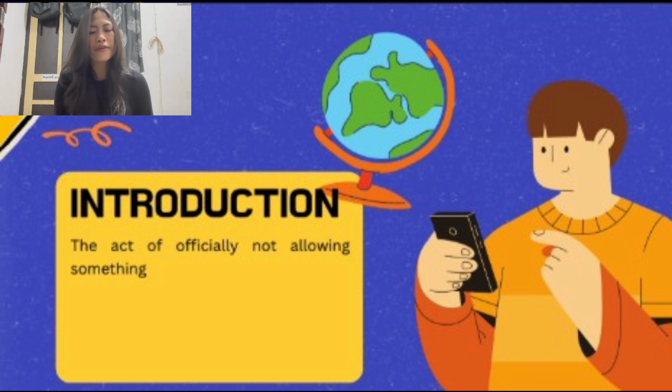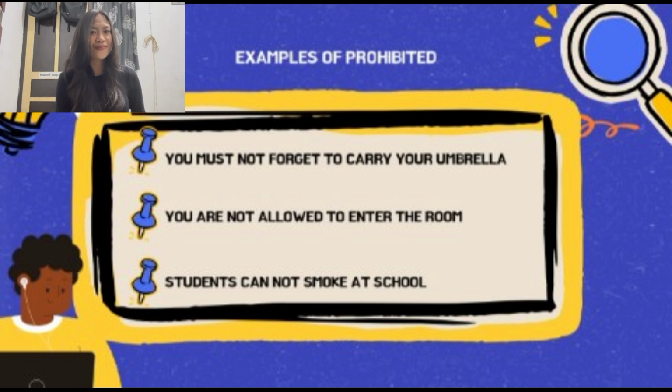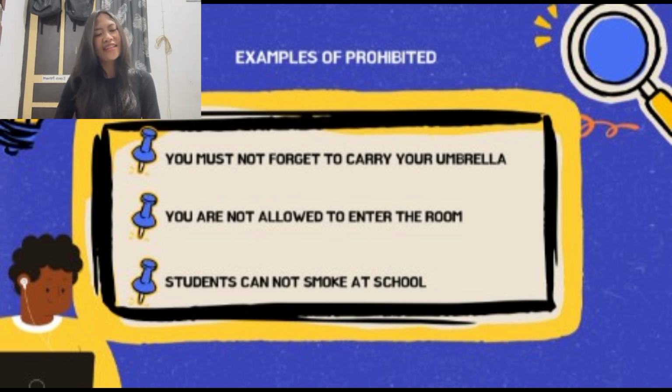And I have the examples of prohibited. So the first example is you must not forget to carry your umbrella. The second one is you are not allowed to enter the room. And the last one is students cannot smoke at school. And now, can you mention the prohibition words from each sentence? Yes, great job. The prohibition words are must not, are not allowed, and cannot.